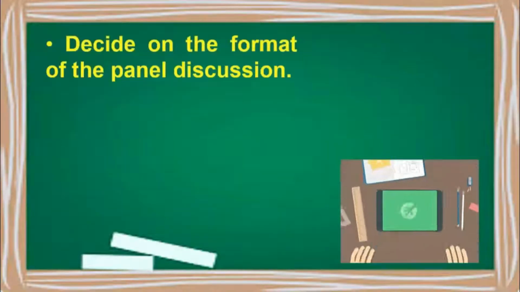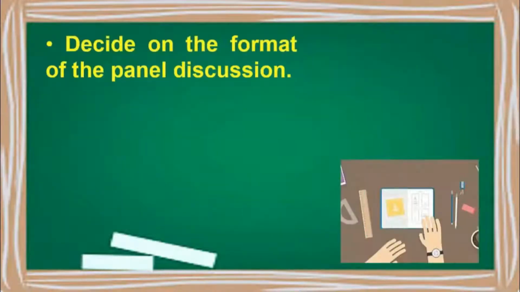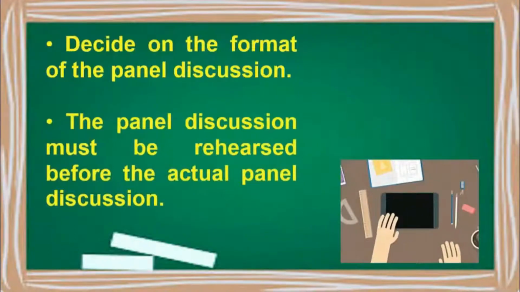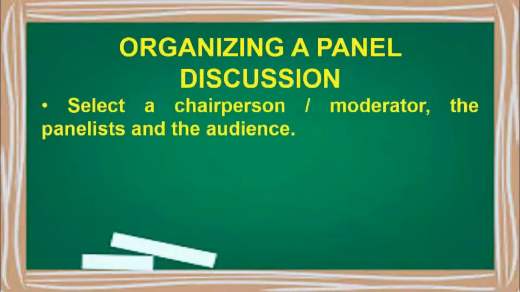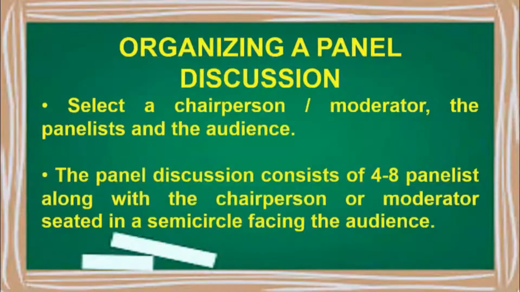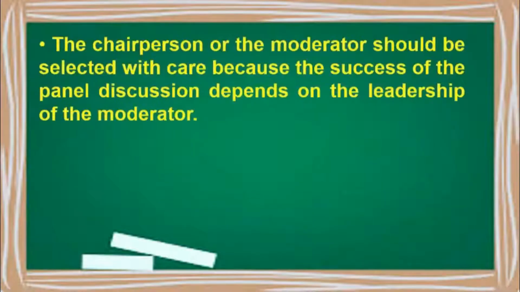Decide on the format of the panel discussion. The panel discussion must be rehearsed before the actual panel discussion. Organizing a panel discussion, you should select a chairperson or moderator, the panelists, and the audience. The panel discussion consists of 4 to 8 panelists, along with the chairperson or moderator seated in a semicircle facing the audience. The chairperson or the moderator should be selected with care because the success of the panel discussion depends on the leadership of the moderator.